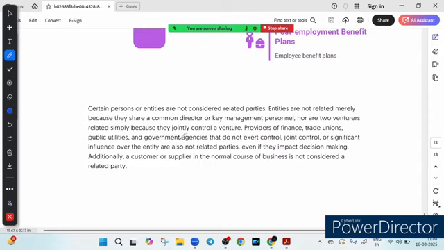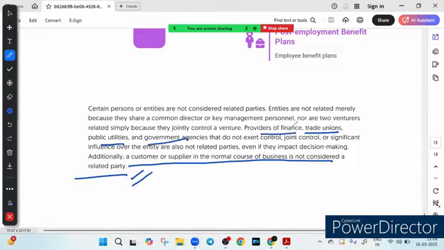Remember it. A second point, there is something called trade unions, or public utilities, government agencies, finance providers, right? These, and even common directors, do not automatically fall into this category unless they exert control or hold significant influence. Unless they exert control or hold significant influence, they are not called related parties. Similarly, joint ventures are only considered related parties if joint control exists. Understanding this distinction helps in ensuring compliance and financial clarity.